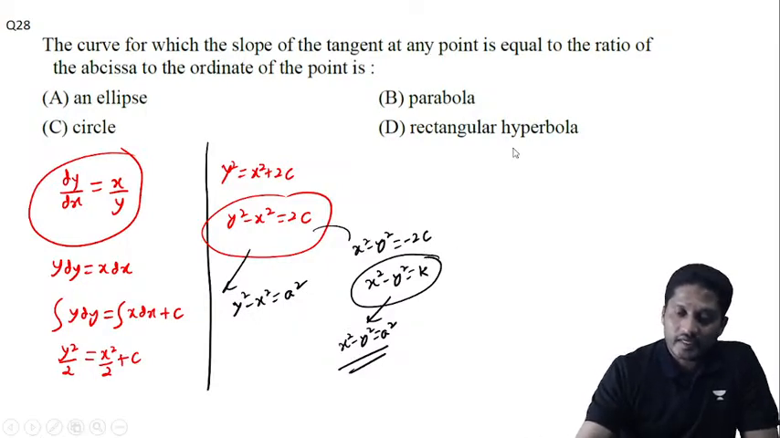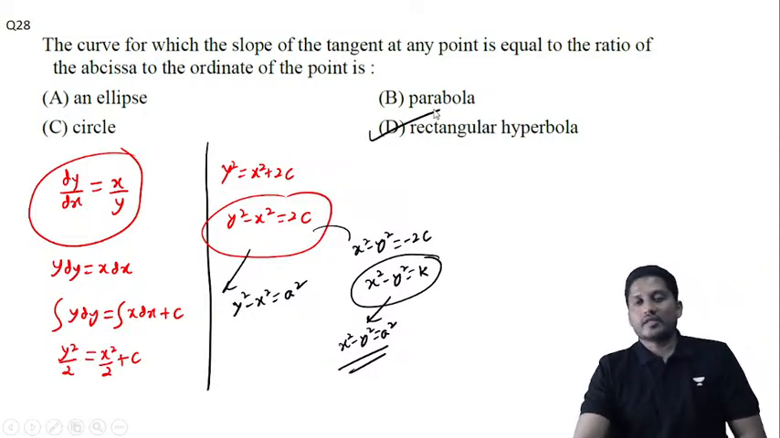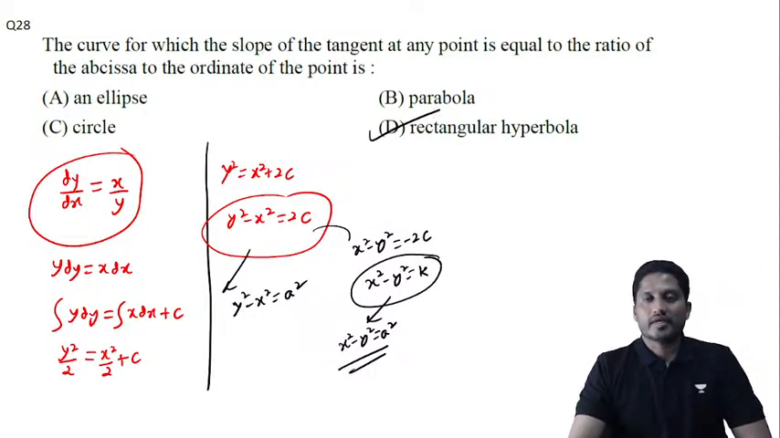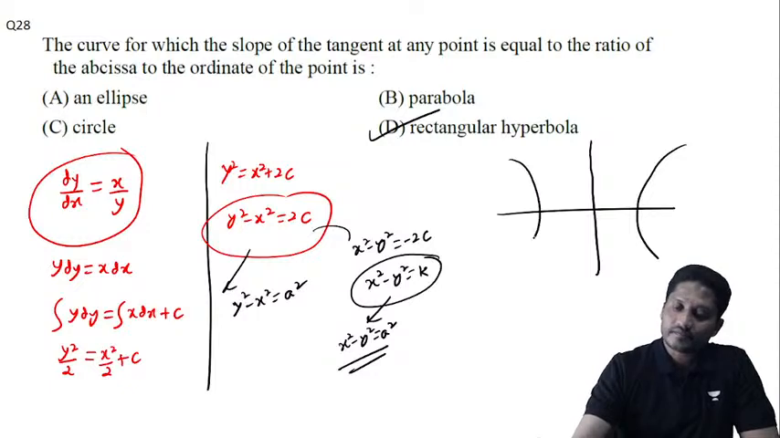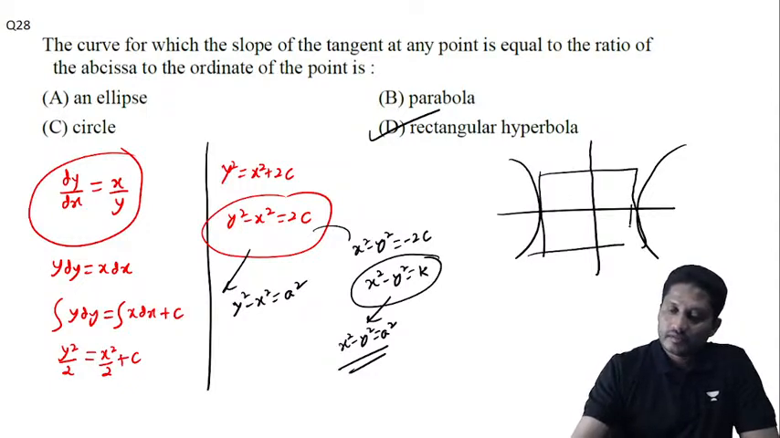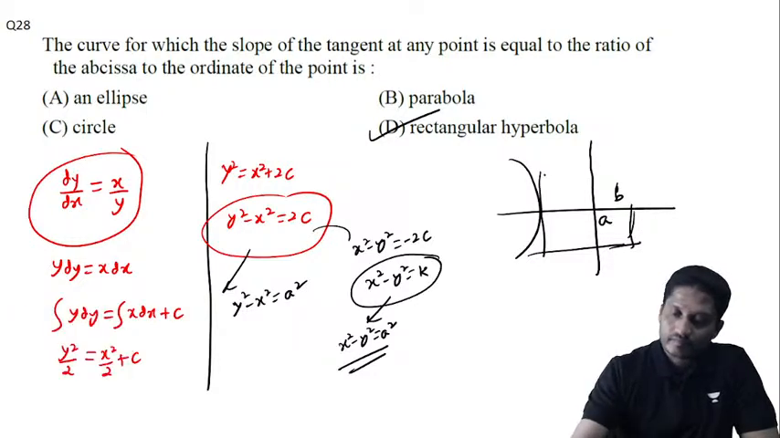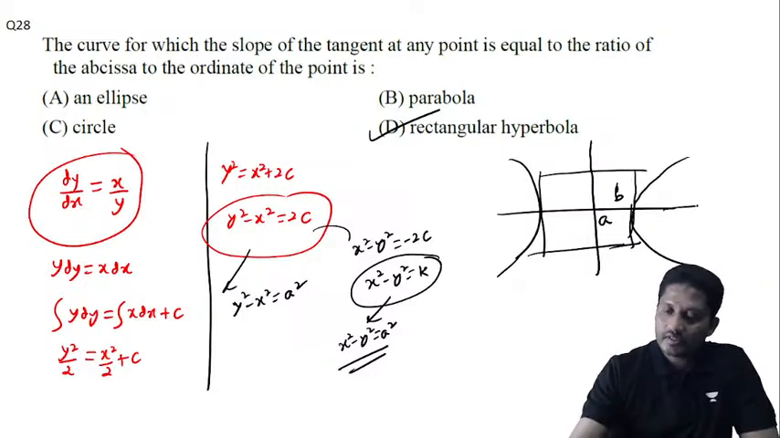Alright, it will be a rectangular hyperbola. When you have x square minus y square is equal to a square, it will be a rectangular hyperbola. That is, the length of the transverse axis is the same as the length of the conjugate axis. That is called the rectangular hyperbola. Length of the transverse axis is equal to length of the conjugate axis. Okay, that's called the rectangular hyperbola. Answer is option D only.